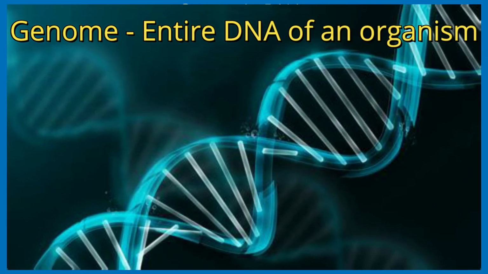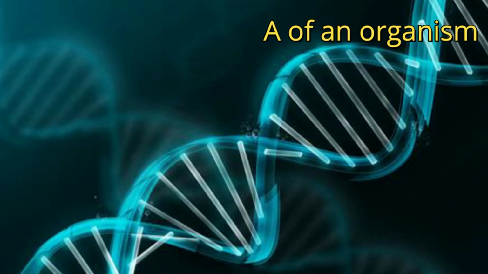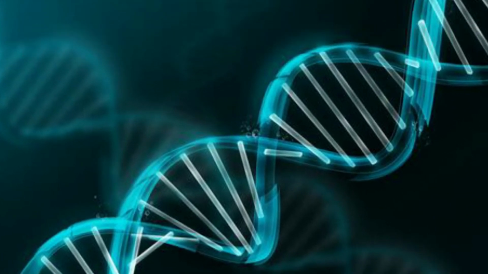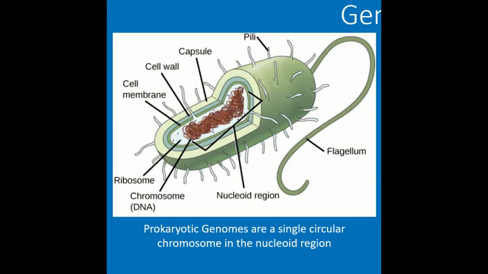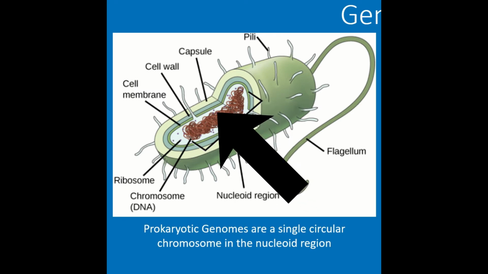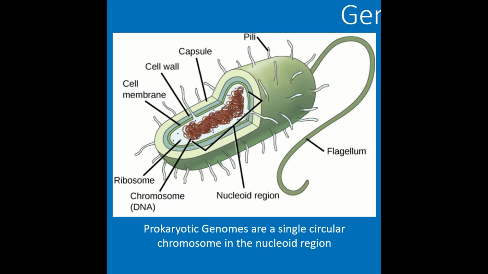A genome is a cell's DNA packaged as a double-stranded molecule. However, it differs based on whether a cell is prokaryotic or eukaryotic. If prokaryotic, DNA is found as a single circular structure. This DNA is often called a chromosome and is housed in the nucleoid region, which is not a true nucleus, but nucleus-like region inside of the cell.